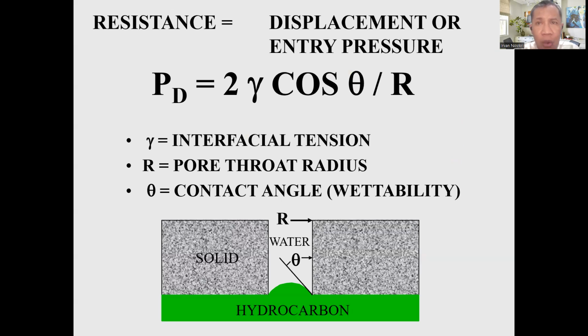So the following equation relates the displacement or entry pressure PD of water in solid material to the interfacial tension gamma, contact angle theta, and pore throat radius r. The equation PD equals 2 gamma multiplied by cos theta divided by r describes the resistance encountered by water when it displaces or enters the solid material. This equation helps us understand the factors influencing the movement of water in porous media and is relevant in various fields.